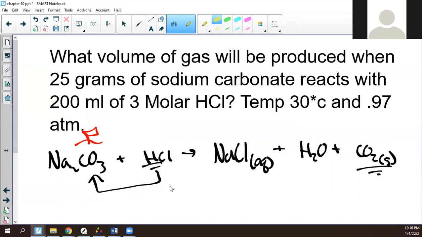All right. So it says what volume of gas will be produced when yada, yada, yada. So the first thing we got to do is balance this reaction, right? It's been a long time. I noticed on your test when we came to do the math part there that a lot of you were fine at the math and not good at balancing. It kind of depressed me a little.